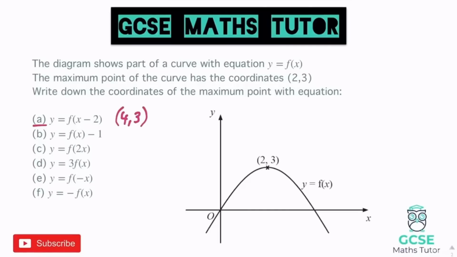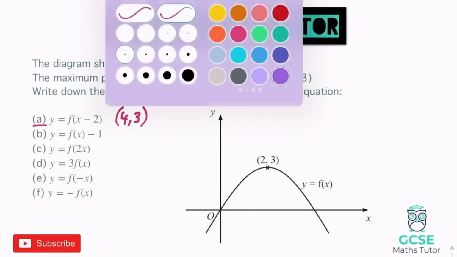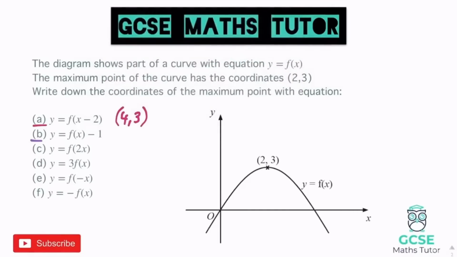Looking at the next one, let's try to change to a different colour here. Right, so f of x, minus 1. Now that minus 1 is outside of the bracket, so it affects y, and it does exactly what we'd expect. So minus 1, we would expect that to subtract 1 from the y coordinate, which it does. It just changes the y-intercept actually.